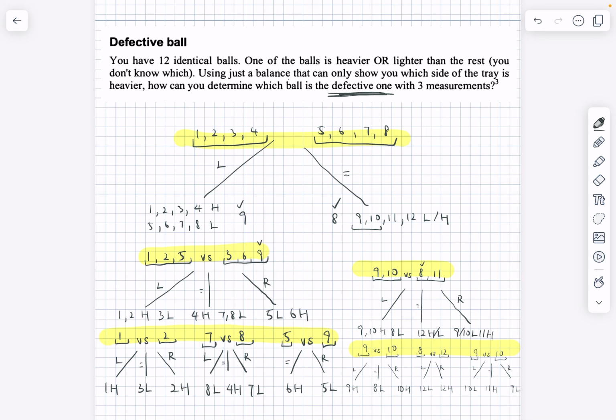This question was quite a difficult one because it took a lot of out-of-the-box thinking, where we had to split into 3 groups, and then after we split into 3 groups, we have to again try to group the balls into groups of 3 to compare which one is heavier or lighter. So with that, we could determine which ball is defective with only 3 measurements.